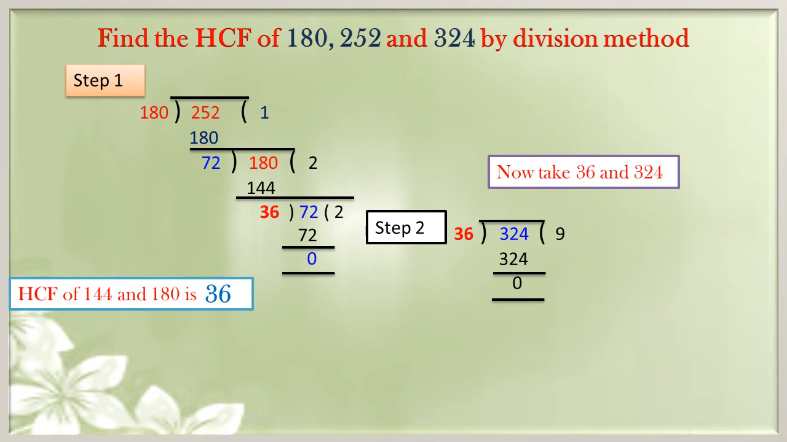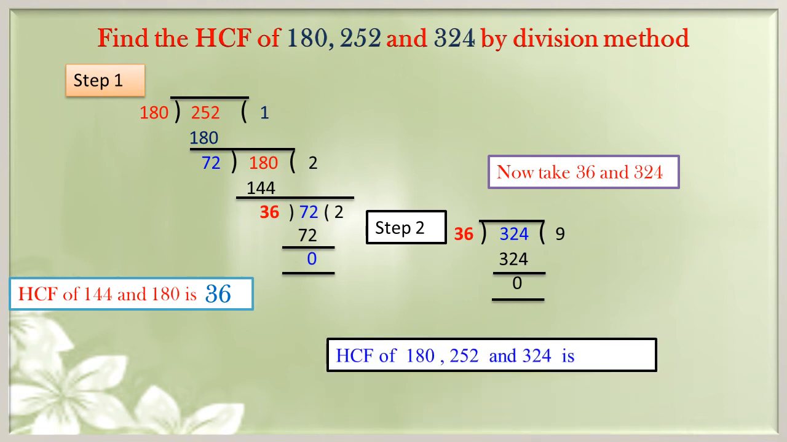We have 9 times. So 9 36s are 324. When you subtract 324 from 324, the remainder becomes 0. So the last divisor is the HCF. So the HCF of 180, 252 and 324 is 36.